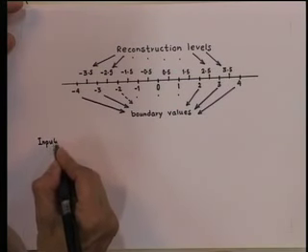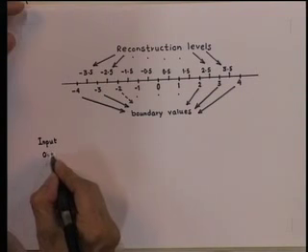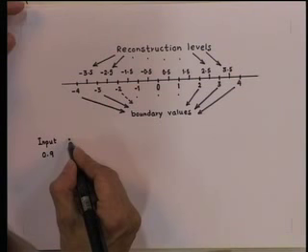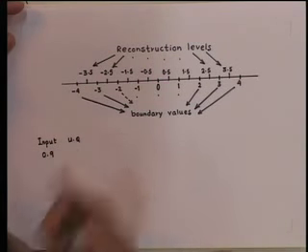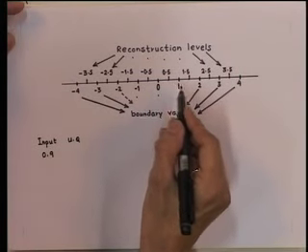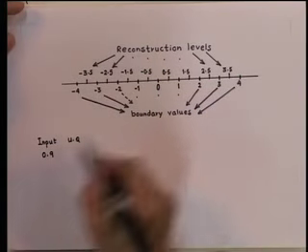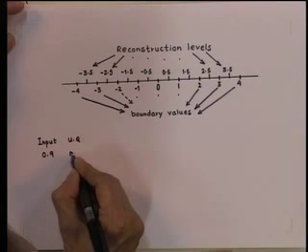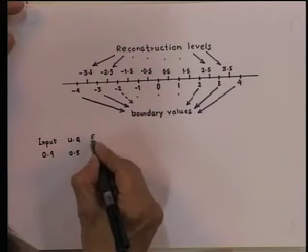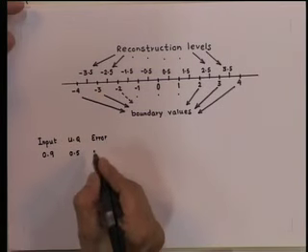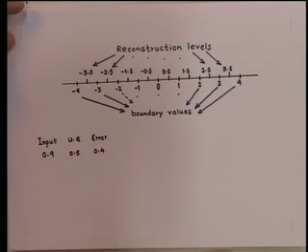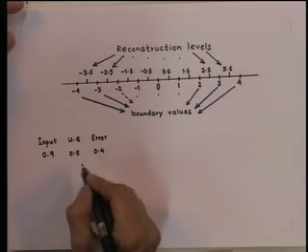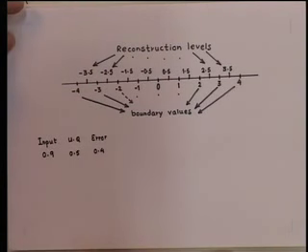So, let us say we have input as 0.9. Now, if we directly quantize this without the compander, then the output of the uniform quantizer would be 0.5, because 0.9 lies between 0 and 1, and the error in this case would be 0.4.